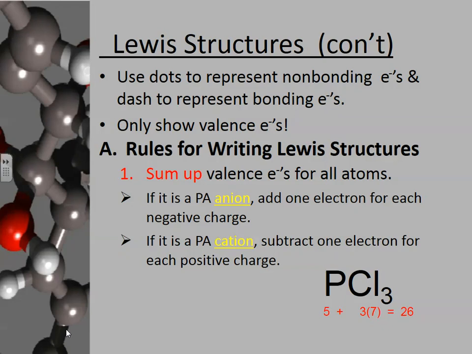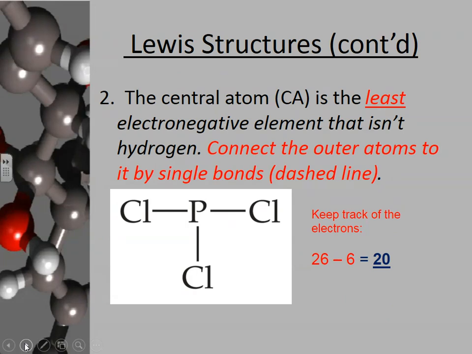We're going to use PCl3 as our example as I go through the notes today. So phosphorus is in group 5A. It has 5 valence electrons. There are 3 chlorines, and each chlorine has 7 valence electrons. So 5 plus 21 gives you 26 total valence electrons that will be used for bonding.